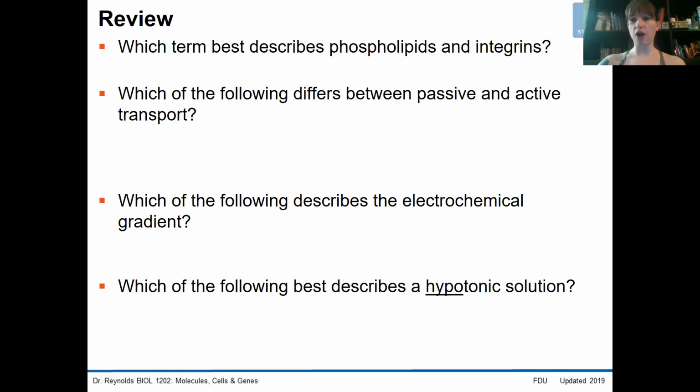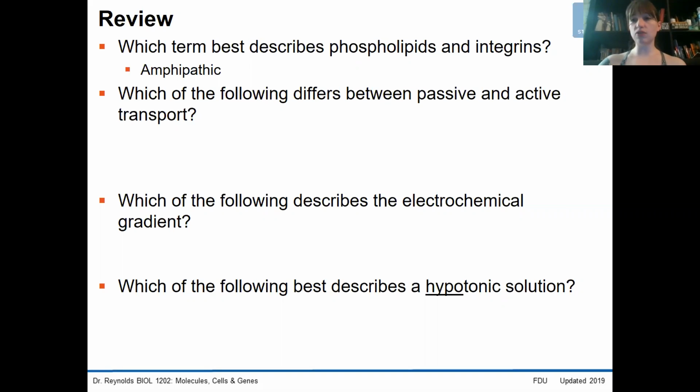When we look at both phospholipids and integrins, although both of these are components of the membrane, they're made of different macromolecules. Phospholipids are going to be lipid components, while integrins are proteins that are embedded into the membrane, spanning from the extracellular matrix into that inner cytoplasm. Both of these are going to need to be able to interact with both the hydrophilic regions on either side of the membrane and the hydrophobic core. And the term that we use to describe that is amphipathic.